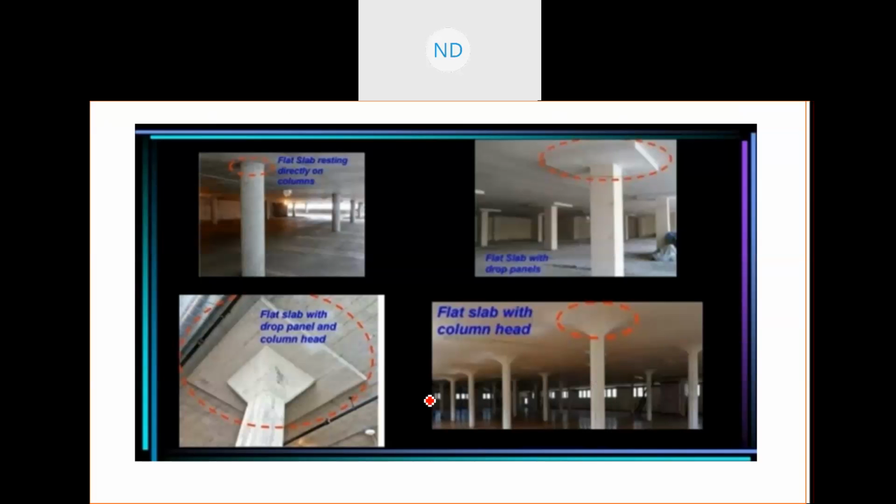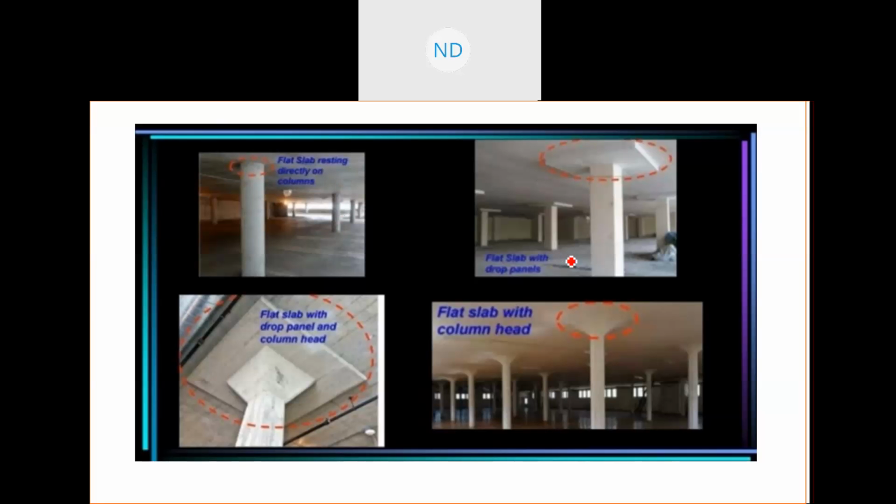Okay, so you can see in this figure all the types of flat slabs, and it will be very clear. You see here, this is a flat slab resting directly on the columns. As I told you in the first type, there is no column head or drop panel. This is directly resting on the columns.